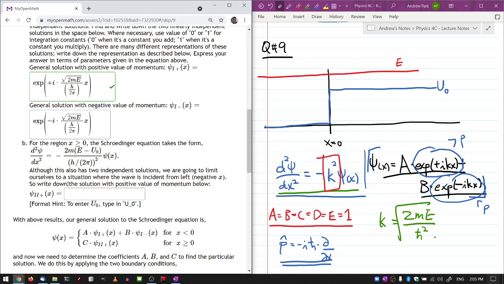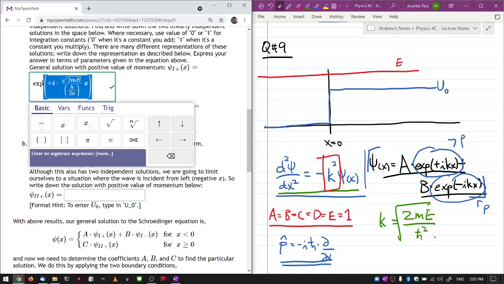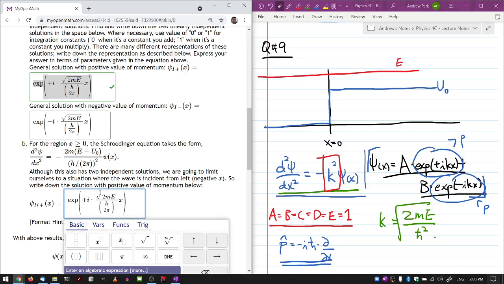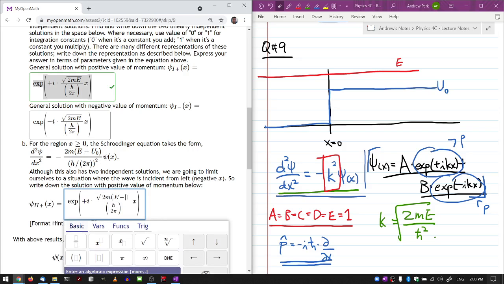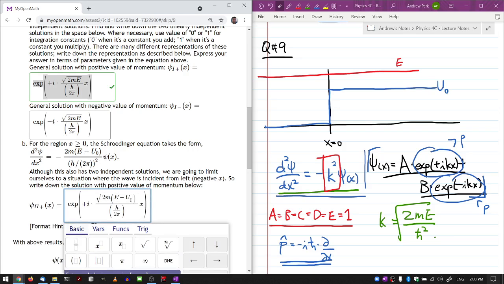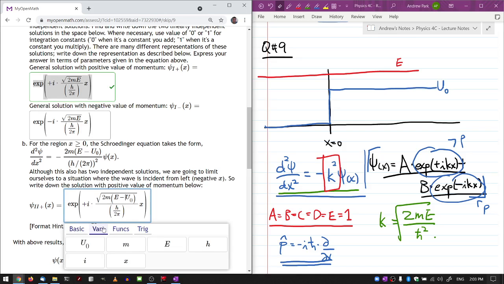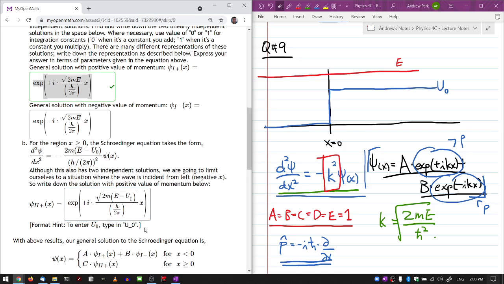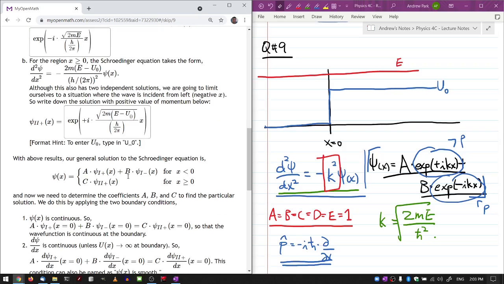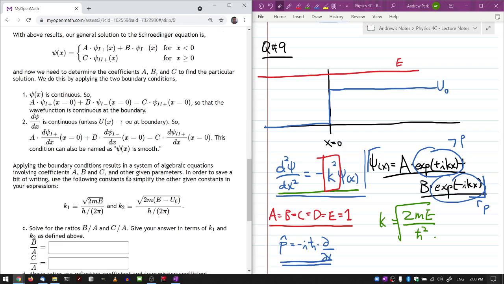When you write down the solution with the positive value of momentum, that's just going to be basically this solution with E replaced by E minus U naught. So let me do that. Minus U naught. If you don't know how to type in U naught this way, then there's the equation palette. All right, let me submit this and see.